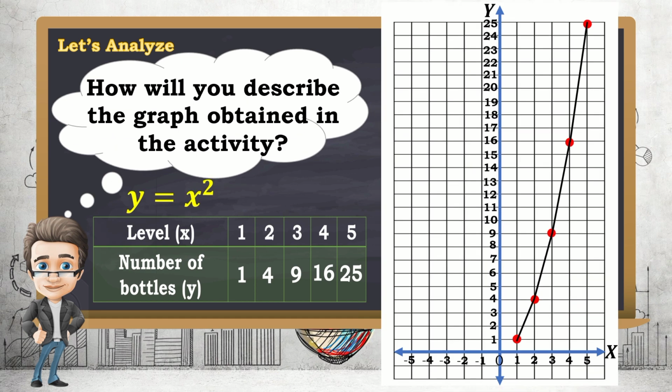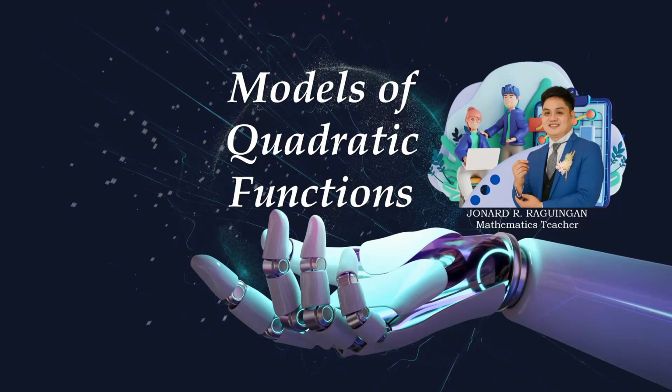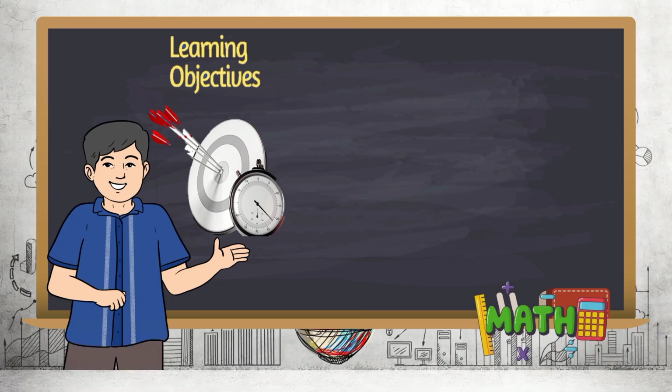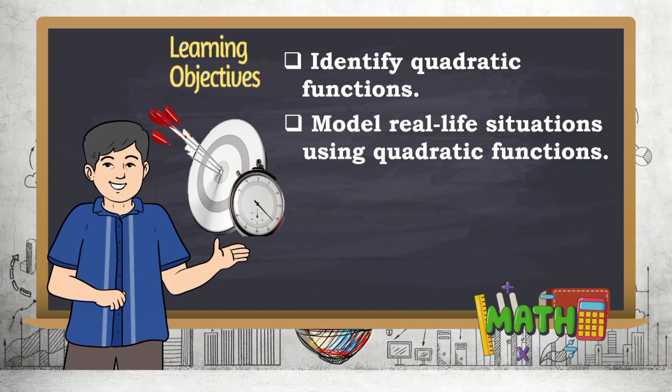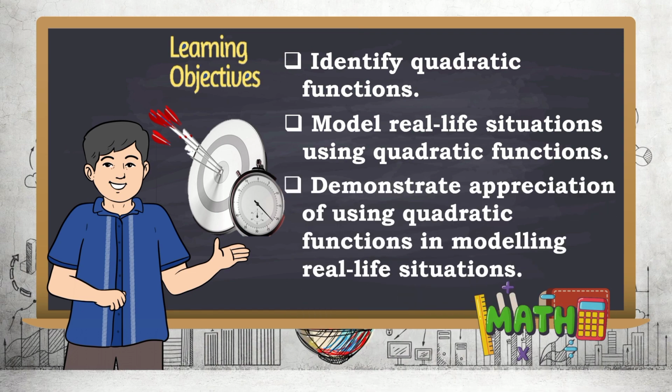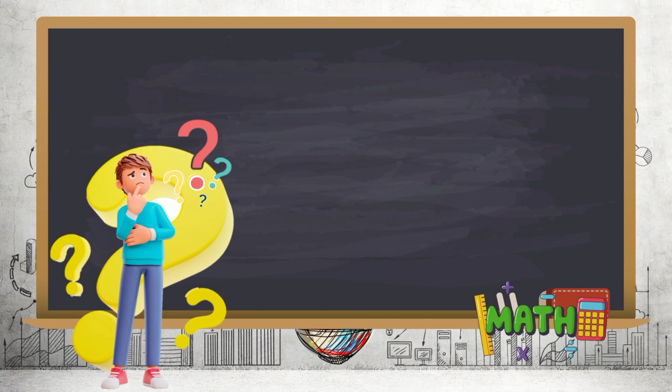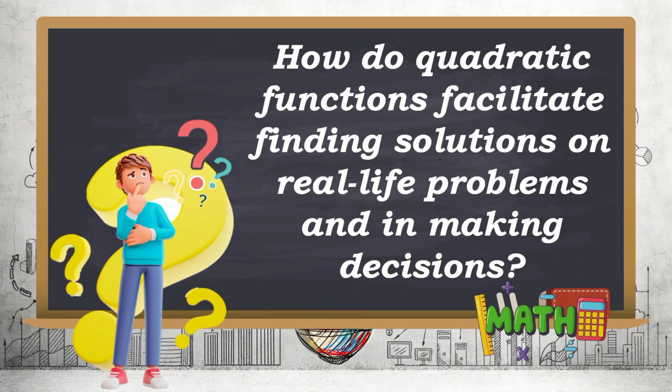How will you describe the graph obtained in the activity? That is something to do with the models of quadratic functions. For our learning objectives: identify quadratic functions, model real-life situations using quadratic functions, and demonstrate appreciation of using quadratic functions in modeling real-life situations. For our essential question: how do quadratic functions facilitate finding solutions to real-life problems and in making decisions?